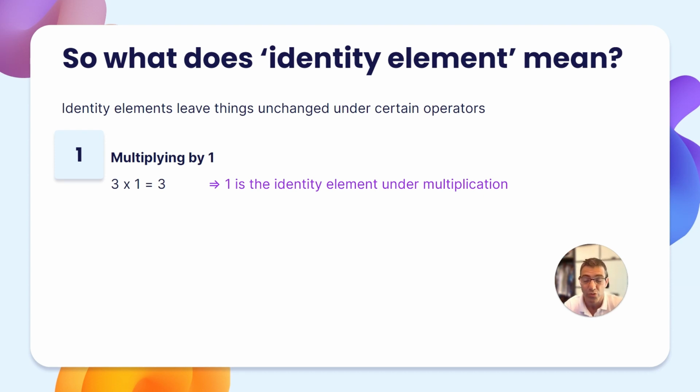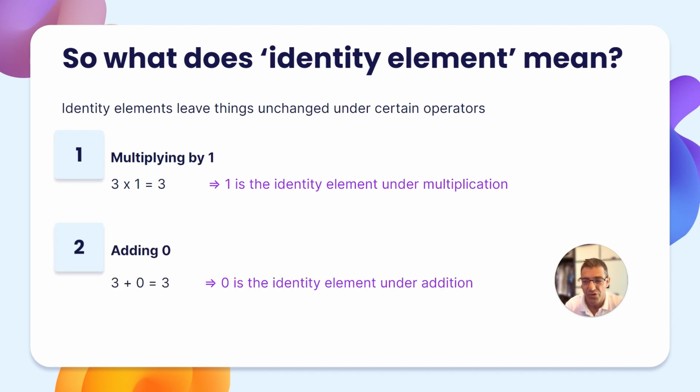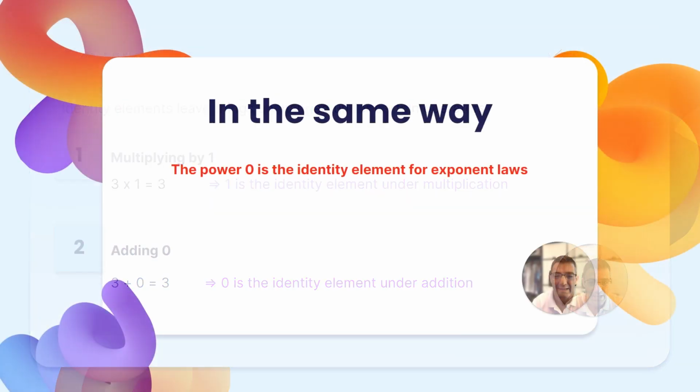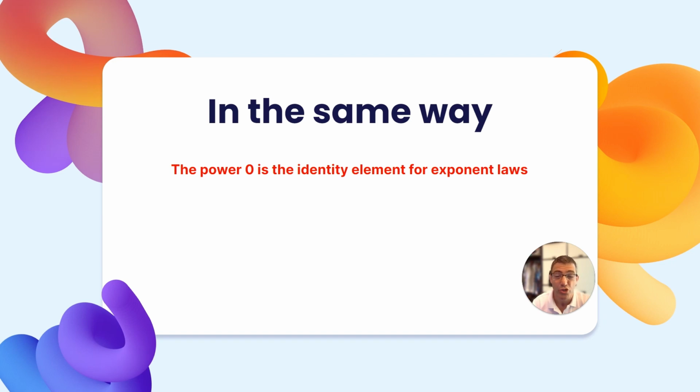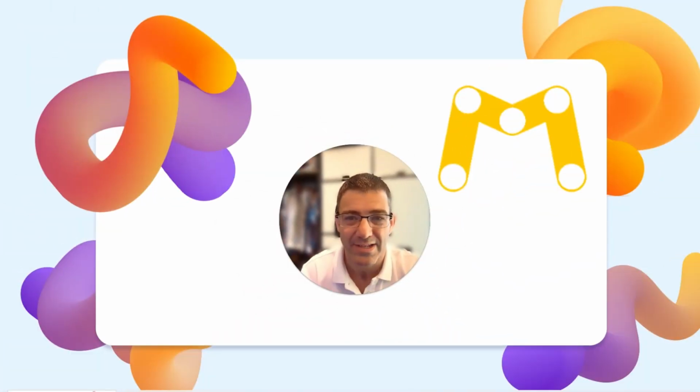This is part of what we call group theory. If you multiply something by 1, it doesn't change. Under addition, if you add 0 to something, it doesn't change. So under addition and subtraction, the identity element is 0. So 3 plus 0 is still 3. The same happens with your exponent laws, where 2 to the power 0 becomes the identity element. So when you're using your addition law, the 2 to the power 0 section is your identity element. We hope this clarified the idea that anything to the power 0 is equal to 1.